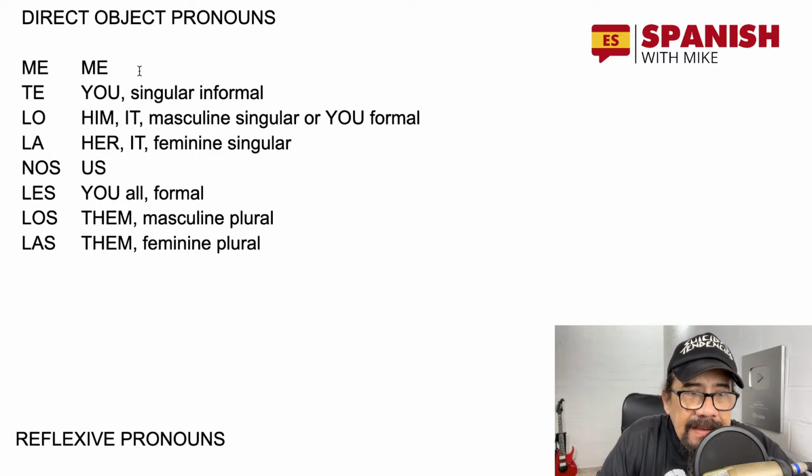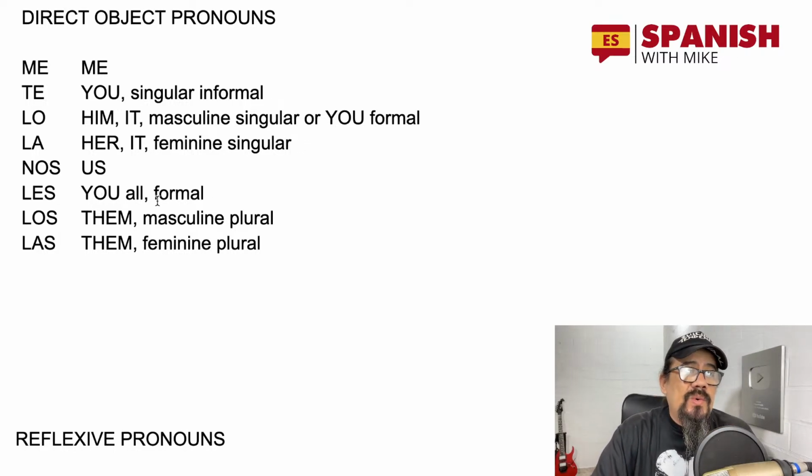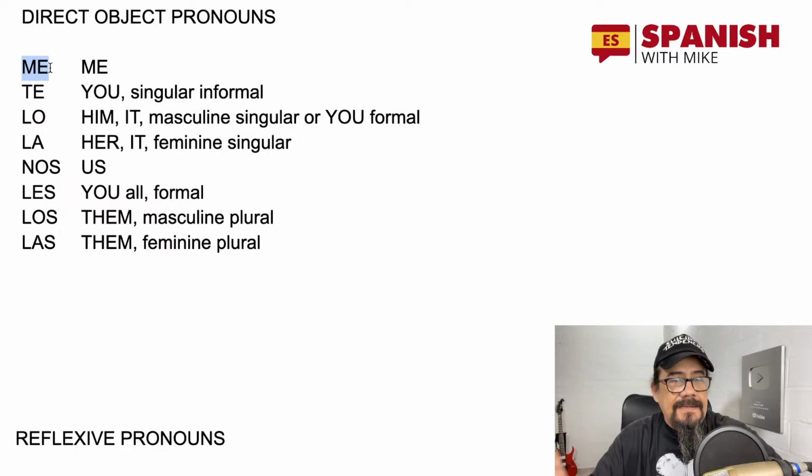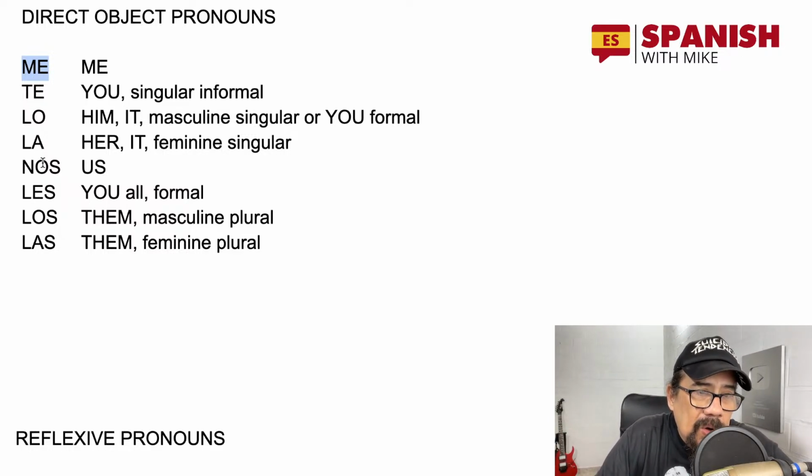Me for me, te for you, lo for him, it, masculine singular, or you formal like usted, la for her, it feminine singular, nos for us, les for you all like ustedes formal, los for them masculine plural, and las for them feminine plural. This would be the object pronoun in English, and this would be the direct object pronoun in Spanish. That's it. Me, te, lo, la, nos, les, los, las.